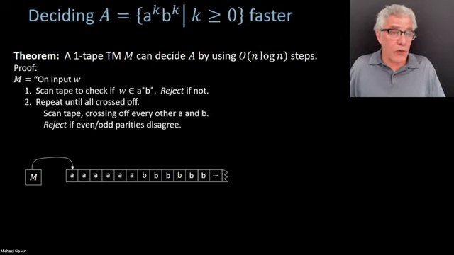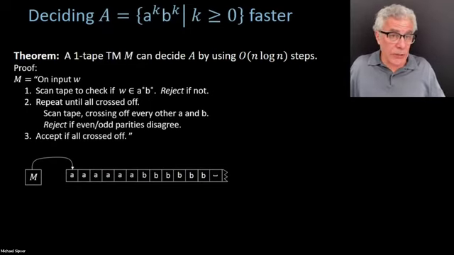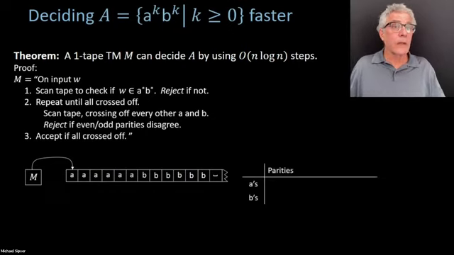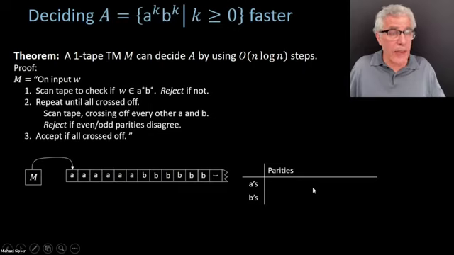And we're going to compare those parities to make sure that they agree. If they ever disagree, we know we started off with different numbers of A's and B's. And I'll illustrate this in a second just to make sure we understand this algorithm. Okay, so I'm going to write down a little table of the parities that we've seen, and I'm going to illustrate the algorithm with a little animation.